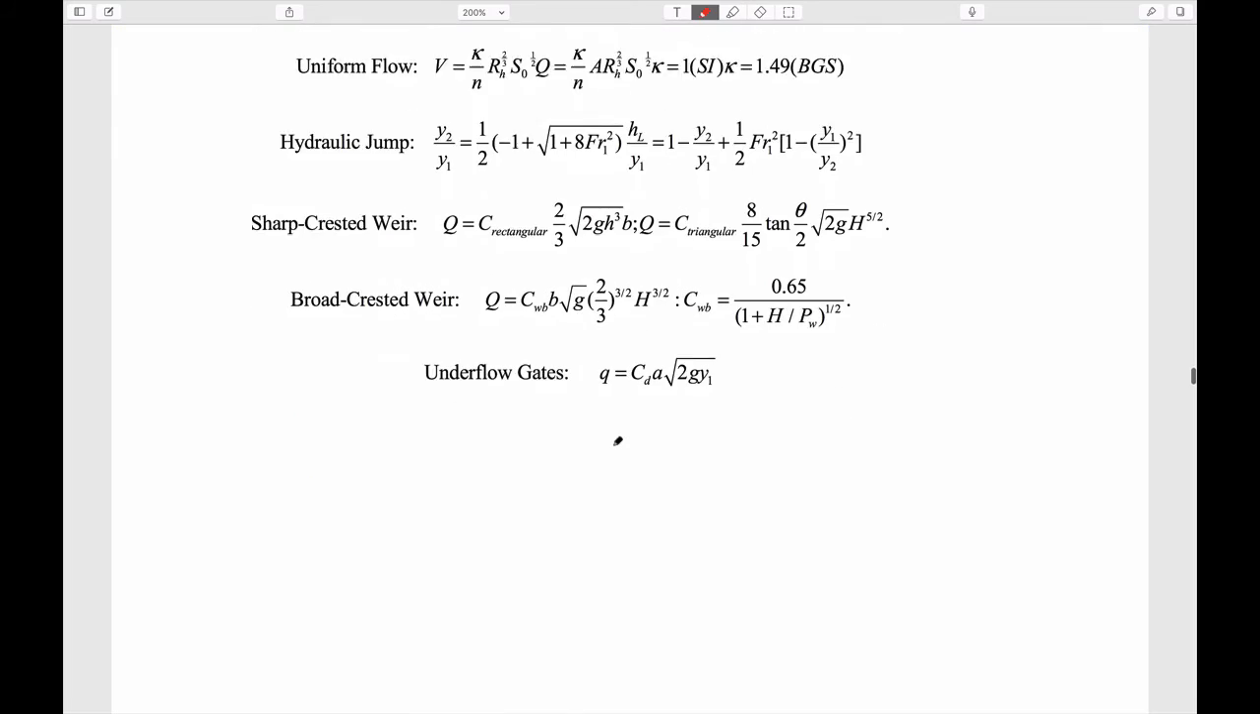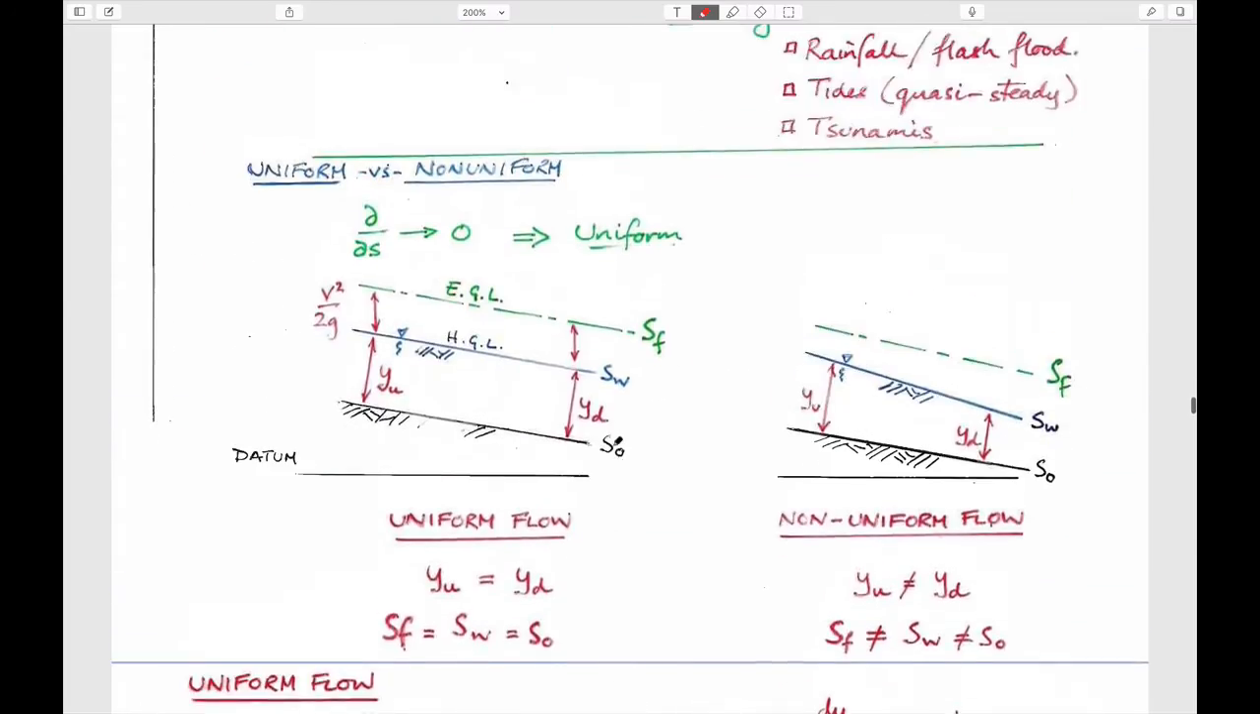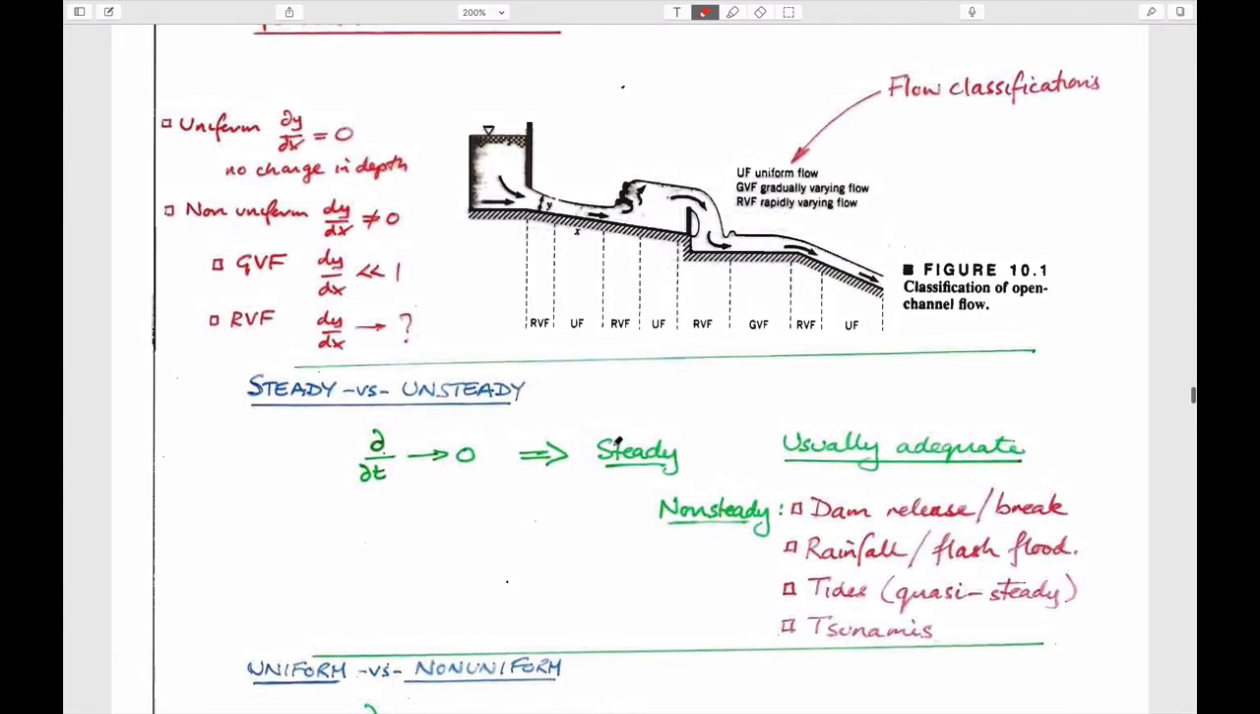And finally, open channel flows. Open channel flows, we talked about definitions of mainly uniform flows, which are the simplest, gradually varying flows where we use energy diagrams, and rapidly varying flows, which would be hydraulic jumps, which we spent much less time on.